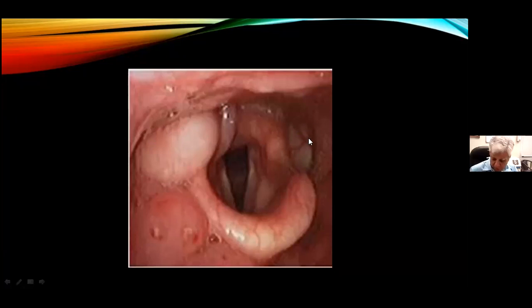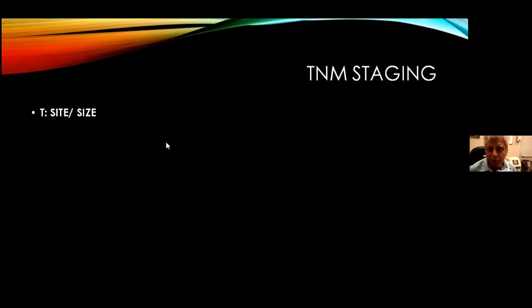Okay. So then, if this is so, you write down there's a mass in the supraglottic region, and it may be involving the piriform fossa, which you will determine with the CT scan and also under anesthesia with direct laryngoscopy.